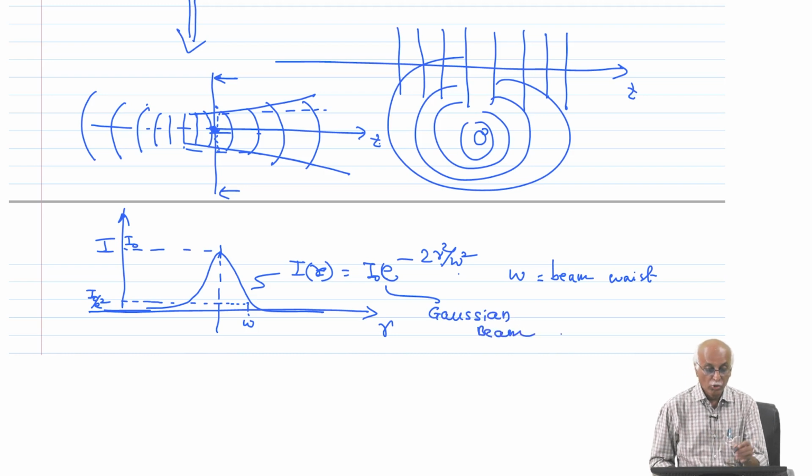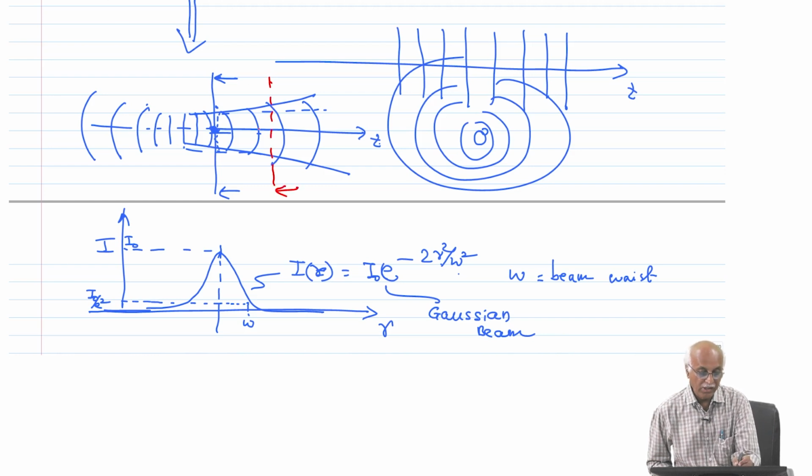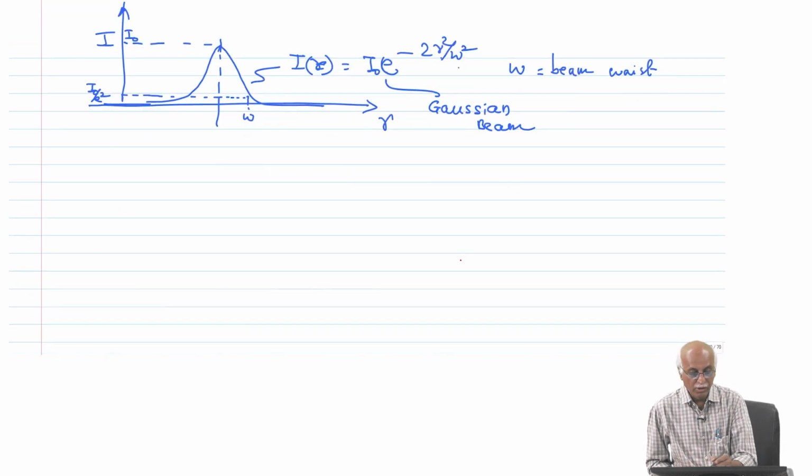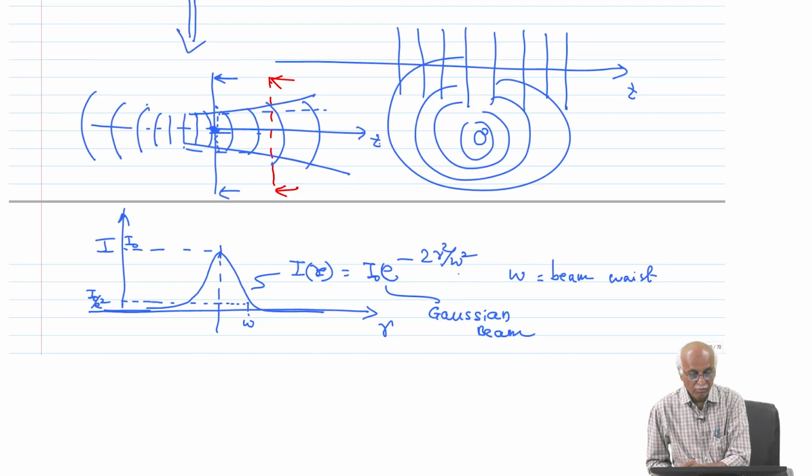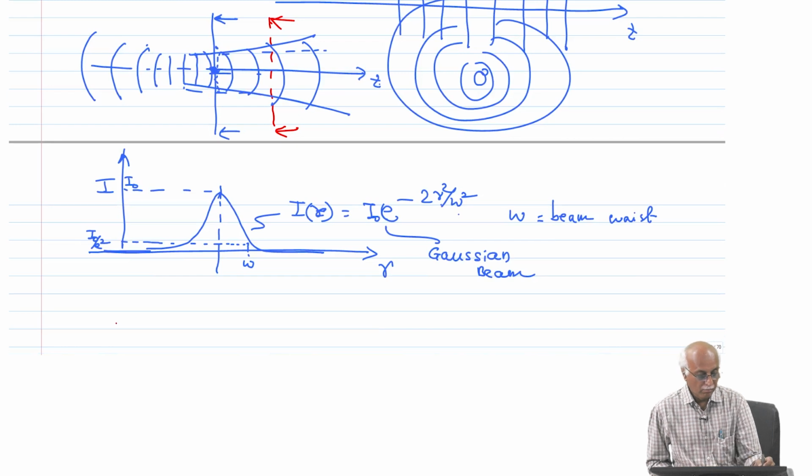So, if I cut the beam over here at this section and look through, what will we observe? Similar to this, we will observe the beam profile. However, it may be a little wider, is it not?